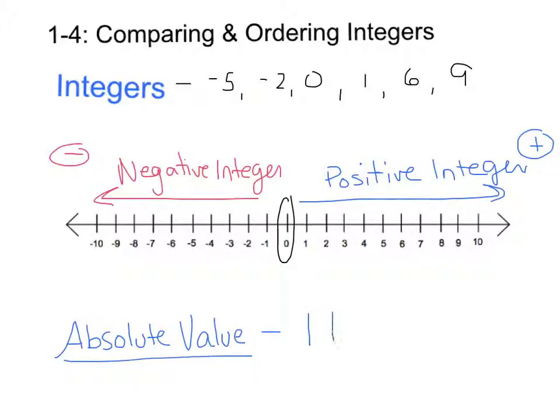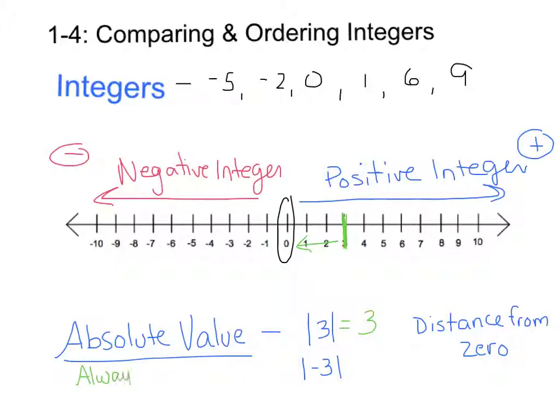given by the symbol of 2 lines, we would say the absolute value of 3, or it could be the absolute value of -3. What the absolute value of something is, is actually the distance away from 0. So if I take 3, how many spaces away from 0 is 3? Well, it's going to be 3 spaces. It's always going to be positive. Absolute value is always going to be positive.